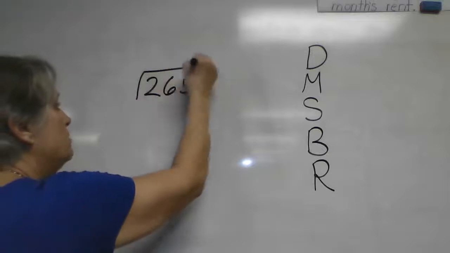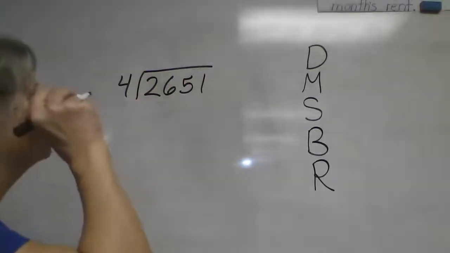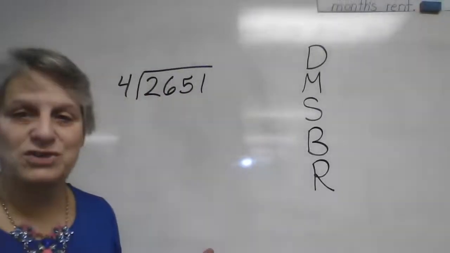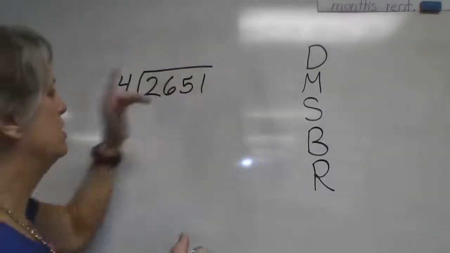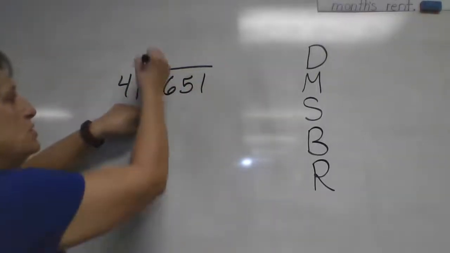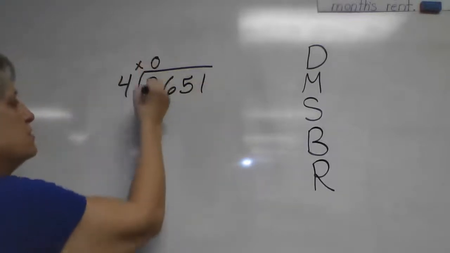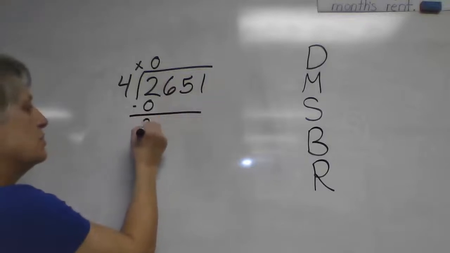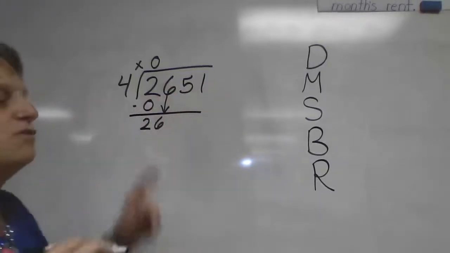2,651 divided by, we better use 4 because it might go into 3 evenly. No, actually it wouldn't. But we're going to use 4. We're going to use a different number. Same thing, digit by digit. 4, how many times does 4 go into 2? It does not. Multiply, 4 times 0 is 0. Subtract, 2 minus 0 is 2. Bring down, 26. How many times does 4 go into 26?